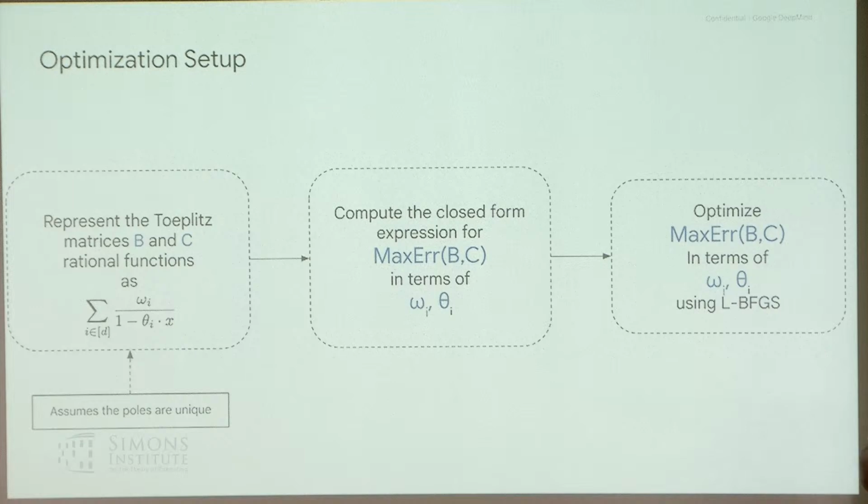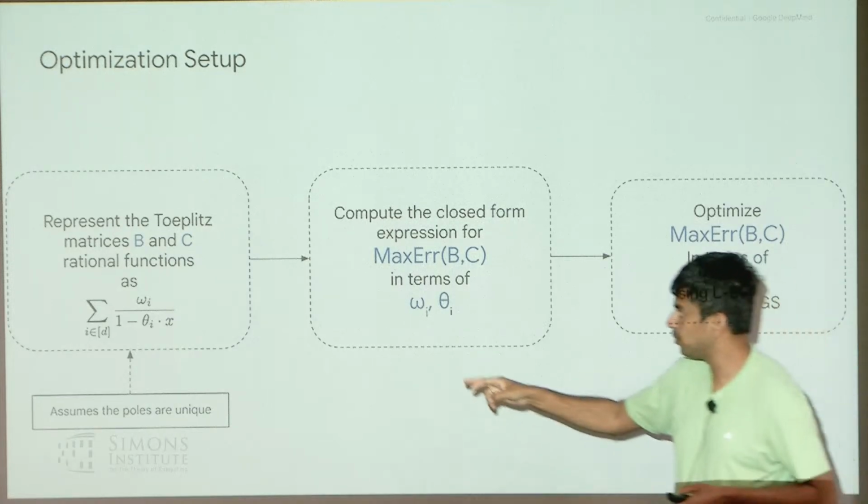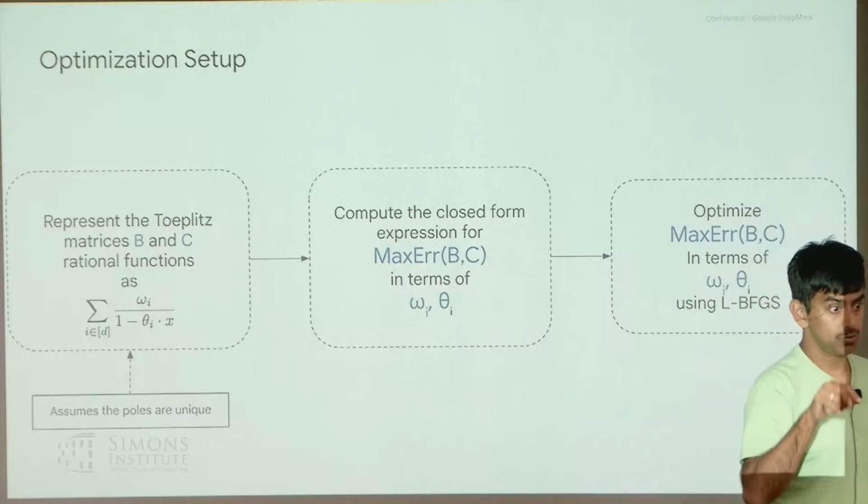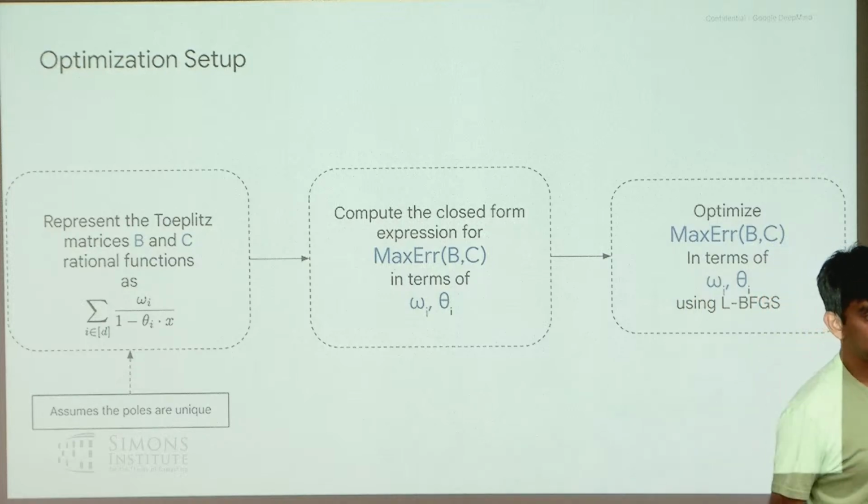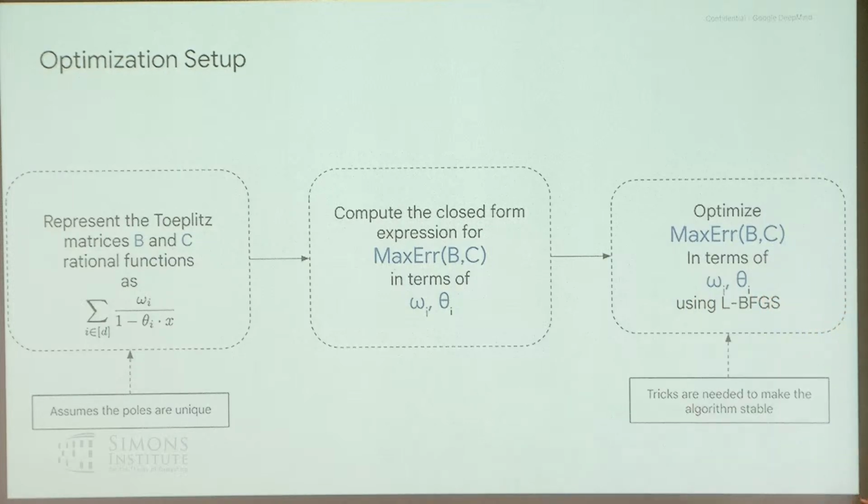It turns out that this optimization empirically is not that easy, and there are reasons for it. When I'm putting the poles, I'm getting very, very close to 1. And once I go close to 1, remember I'm trying to approximate 1 over square root of 1 minus x. So x getting close to 1, things will start blowing up. So you need to have enough number of tricks to make the algorithm stable.